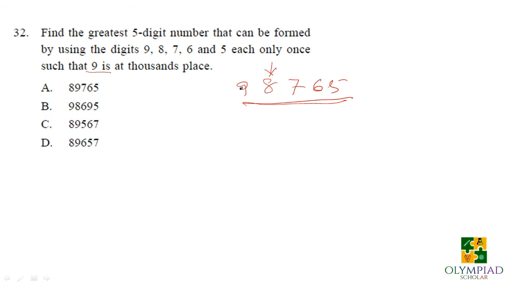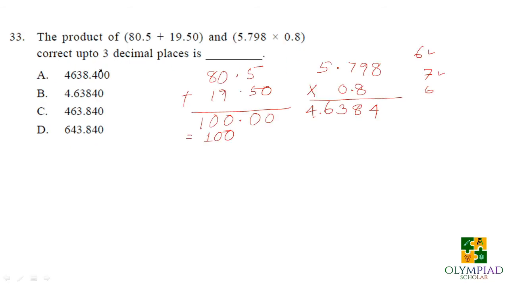But if you need to place 9 here, then definitely 8 will be going to this position, and your new number will be like 89765. 8976. Okay, it is exactly at the first position. So the product of 80 plus 19.5 and this, that means you have to find the answer, then you can multiply.